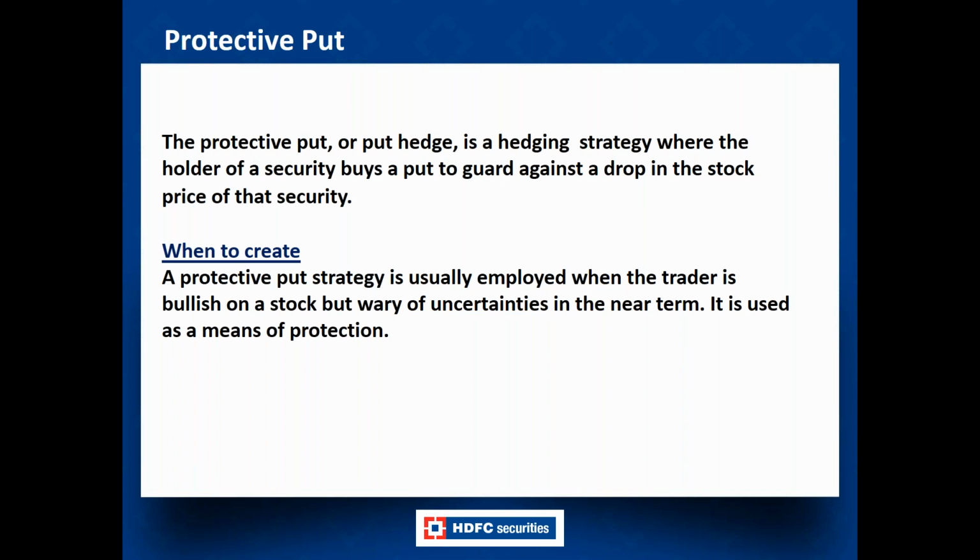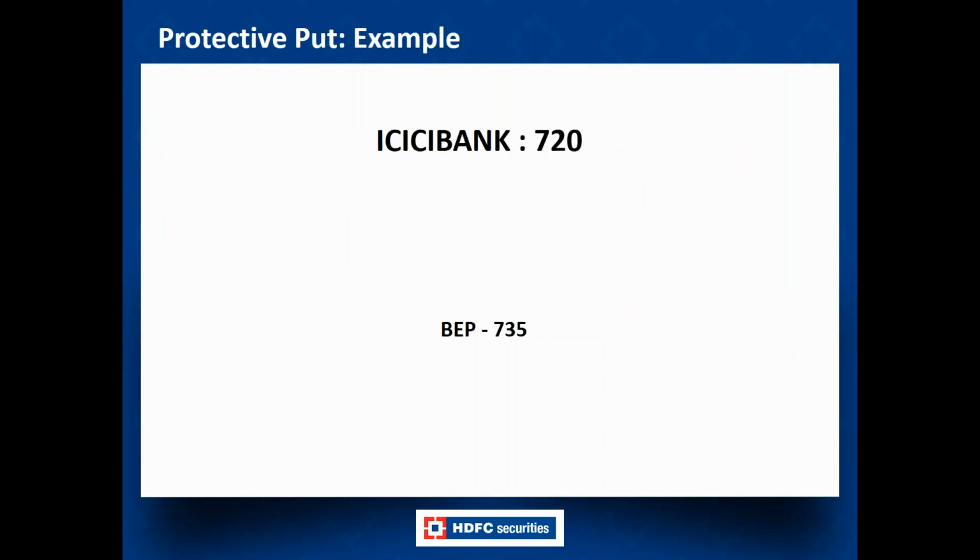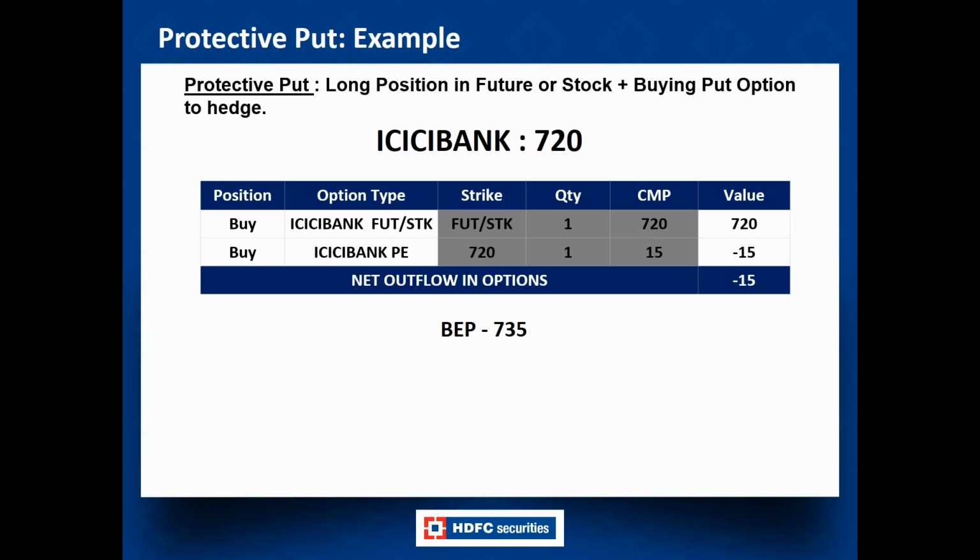Now, how to create it and when to create it? A protective put strategy is usually employed when the trader is bullish on a stock but wary of uncertainties in the near term. It is used as a means of protection, as I already made you understand. Now, let us take an example. Suppose you are bullish on ICICI Bank at the current market price and you buy one future or stock of ICICI Bank in the cash market segment or in MTF. So the current market price is around 720 rupees, and simultaneously you buy an ICICI put option at the 720 strike price at 15 rupees. Now how does this work? You have just paid 15 rupees extra.